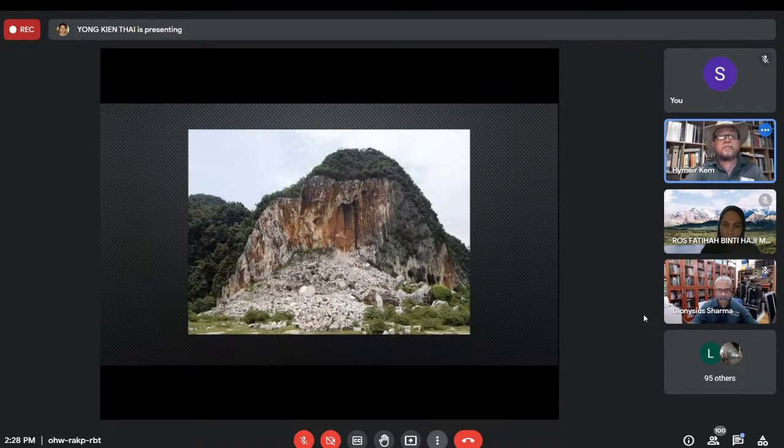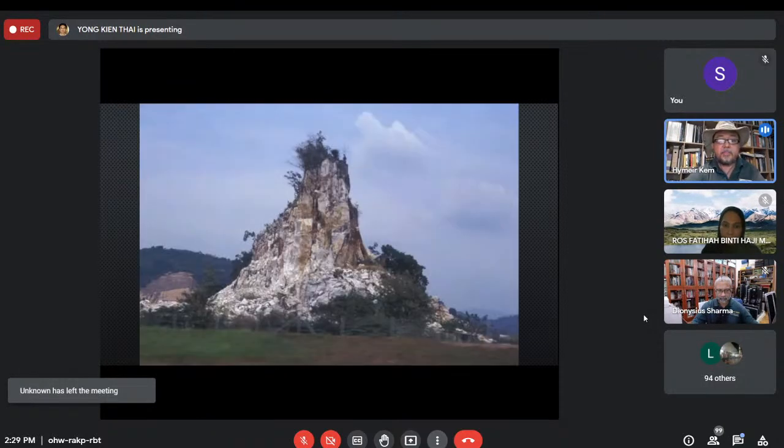Next, please. And this is the result of blasting and exploitation of limestone. It's not very nice, unfortunately, but it's something that we have to try to live with sometimes. No choice. Next one. Another picture. This is a smaller hill. It's practically gone. I think the last time I passed by, it's gone already. It's not even there anymore.